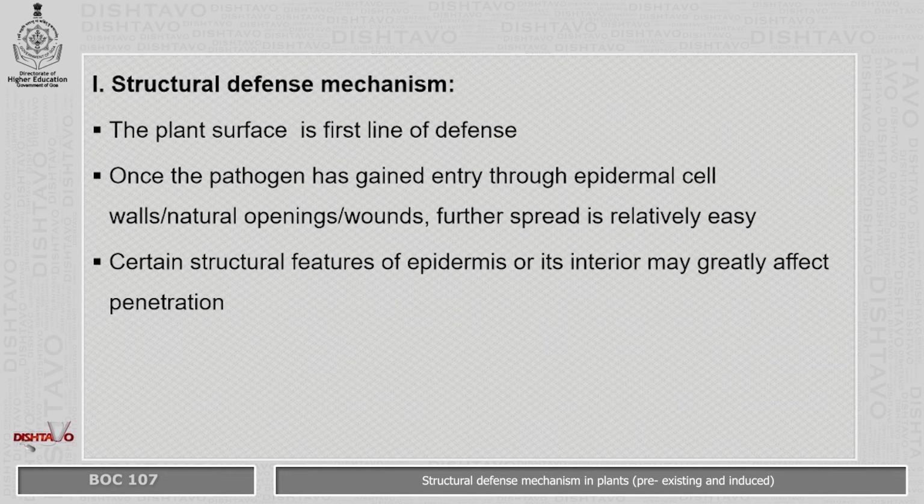So what are structural defense mechanisms? The plant surface is the first line of defense. The surface of the plant contains structural features of the epidermis or its interior which may affect the penetration of the pathogens. But once the pathogen has gained entry through these epidermal cell walls, natural openings, or wounds, the further spread is relatively easy.